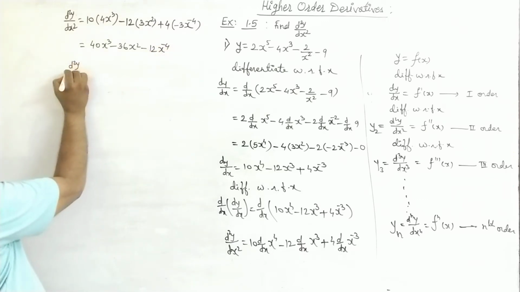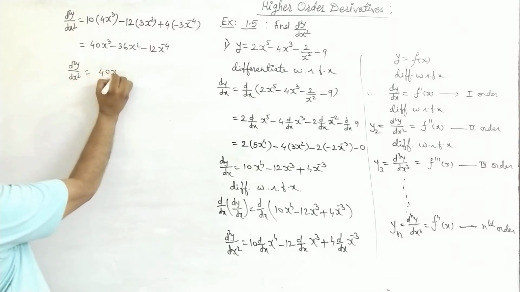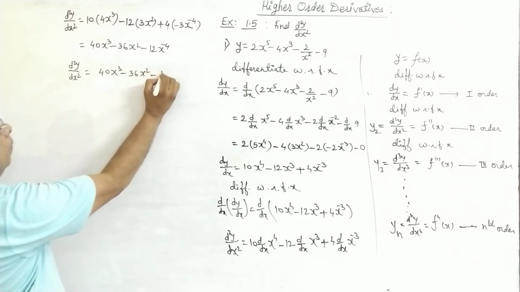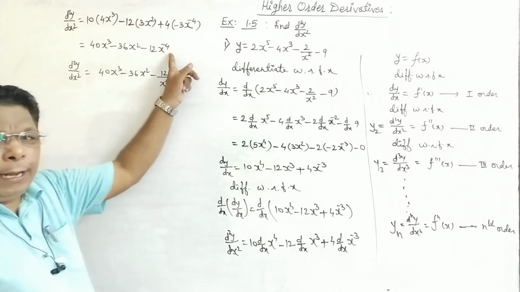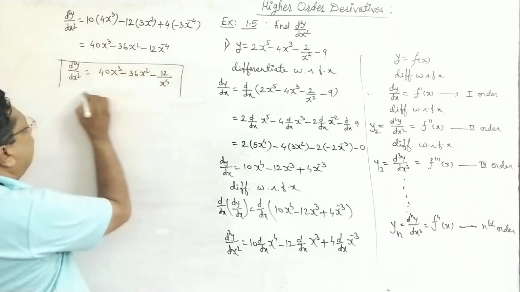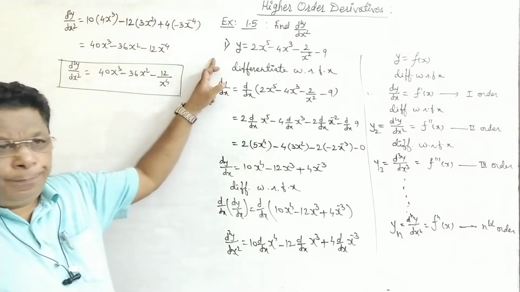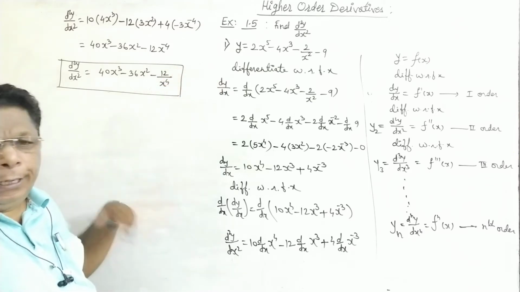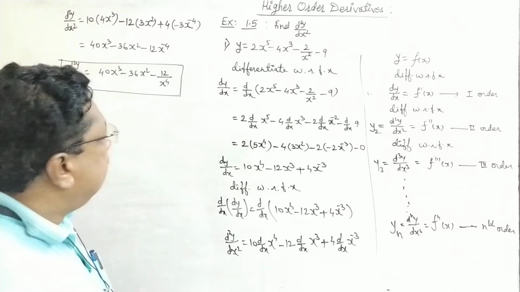So required d square y by dx square is equal to 40x cube minus 36x square minus 12 upon x raised to 4. X raised to minus 4 can be written as 1 upon x raised to 4. So which is the required derivative of the given function y. Isn't it? You understand? Okay, now we'll take the next sum of the same exercise.